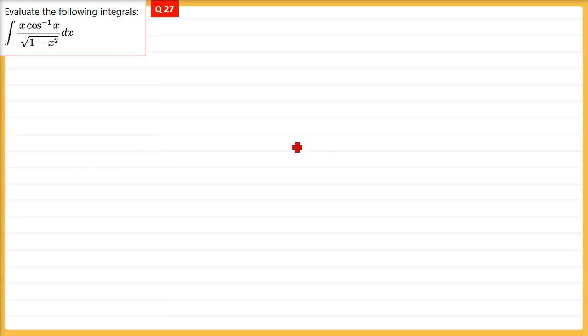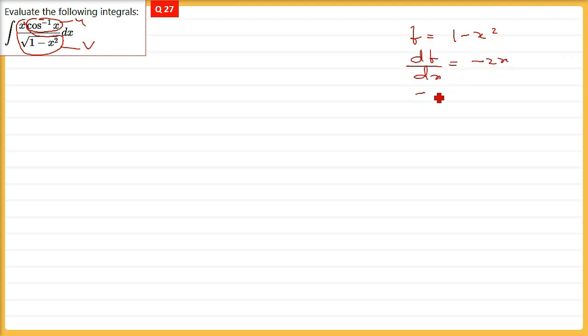Now this kind of question we have already done in differentiation when we were learning that. We will take cos inverse x as u and x by under root 1 minus x square as v, or 1 by under root 1 minus x square as v. You know why? Because if 1 minus x square is equated to t, the differentiation dt by dx will be equal to negative 2x. That is, if you take this negative 2 here, it will be dt divided by negative 2, so we have x dx.